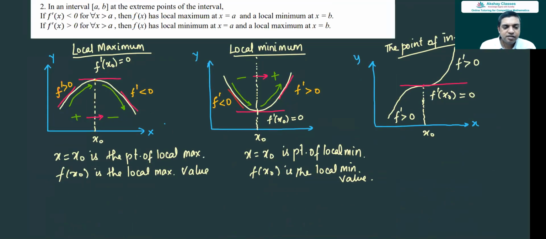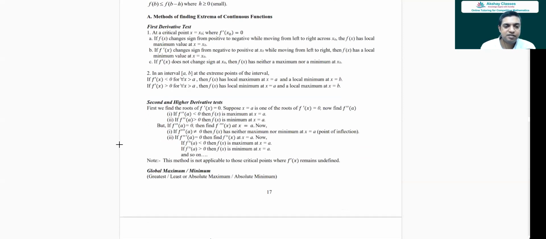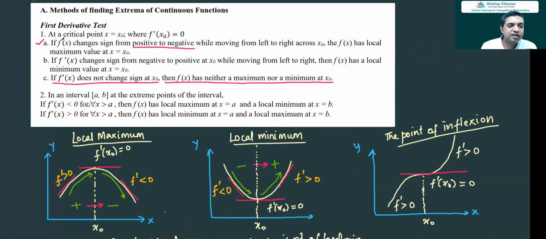Now next is the second and higher derivative test. By the way, I have to cover this part first. In an interval, suppose f dash x never becomes 0, then what? Of course, it is not just a local maximum or local minimum, it can be in the interval.